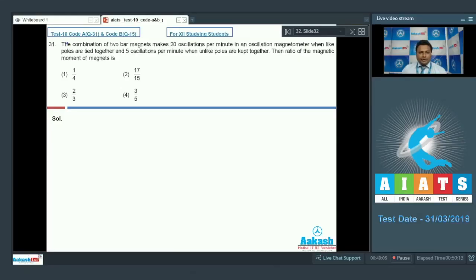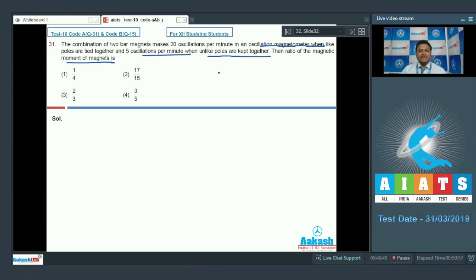So here is question number 31. The combination of two bar magnets makes 20 oscillations per minute in an oscillation magnetometer when like poles are tied together, and 5 oscillations per minute when unlike poles are tied together. The ratio of magnetic moments of the magnets will be what? This is what we have to calculate.